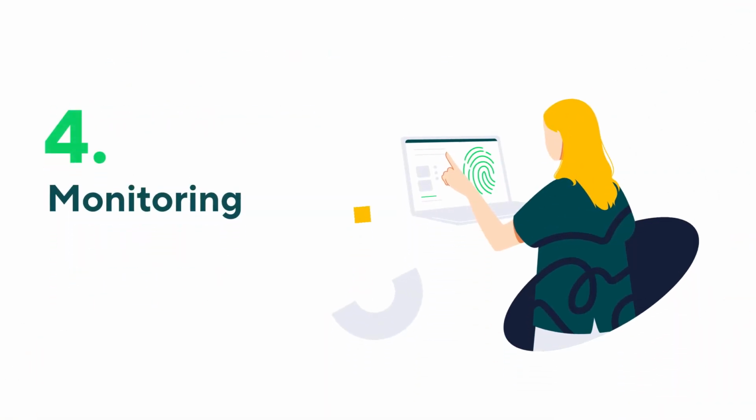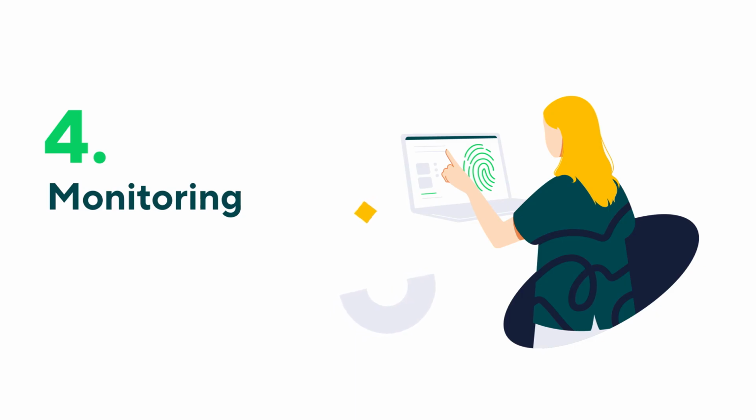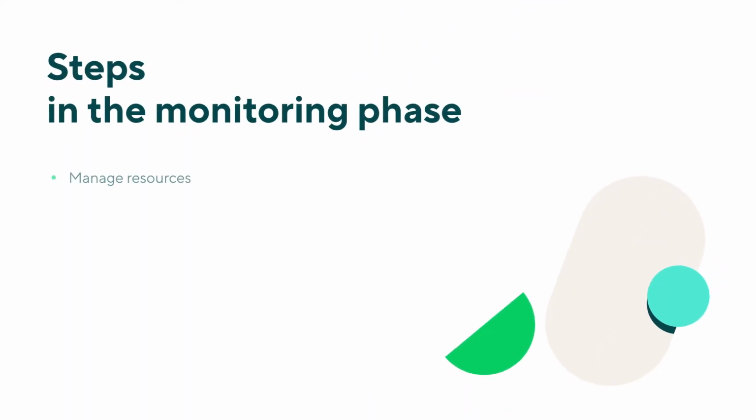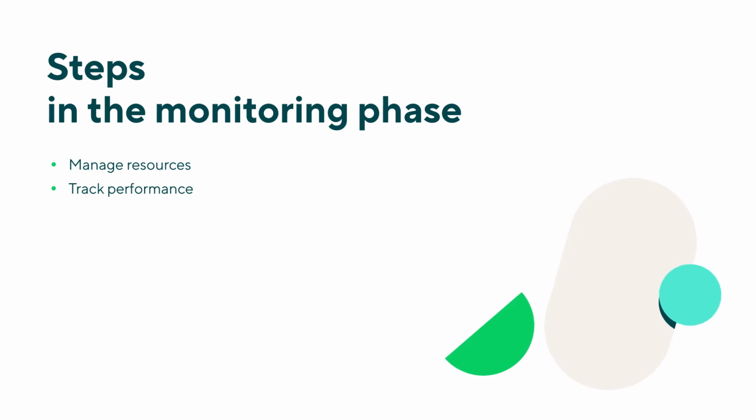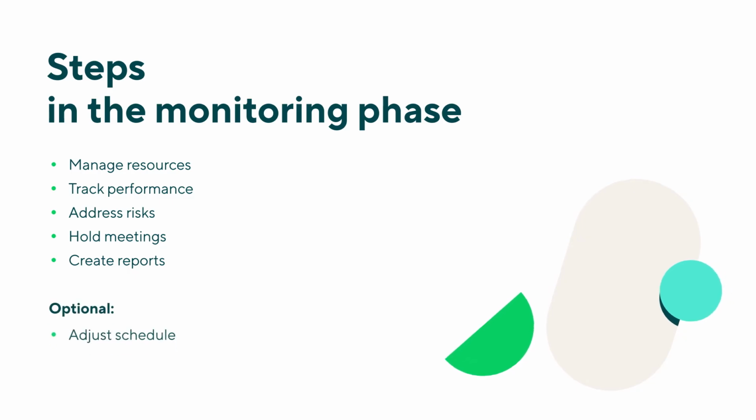The next phase is monitoring. Here, project managers control the project and ensure it is on the right track. The monitoring phase happens alongside the execution phase. They are usually the longest stages of project management, as all deliverables are being worked on and more stakeholders are needed. During the monitoring phase, a project manager will manage resources, track performance, address risks, hold status meetings, and create reports. They can also adjust the schedule and modify the original project plan to achieve the deliverables. In the kitchen renovation monitoring phase, the foreman would oversee the builder's work and ensure it meets the required standards.